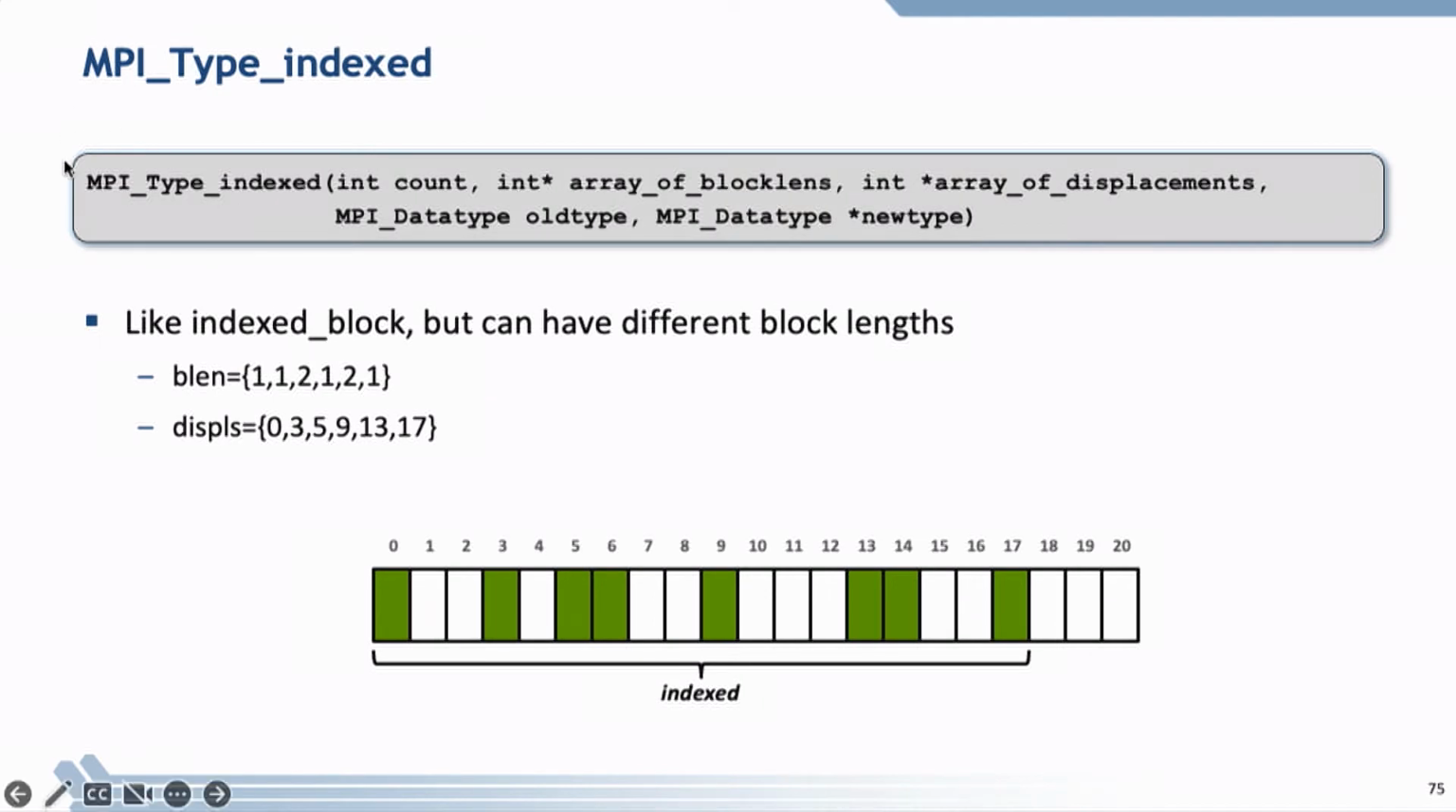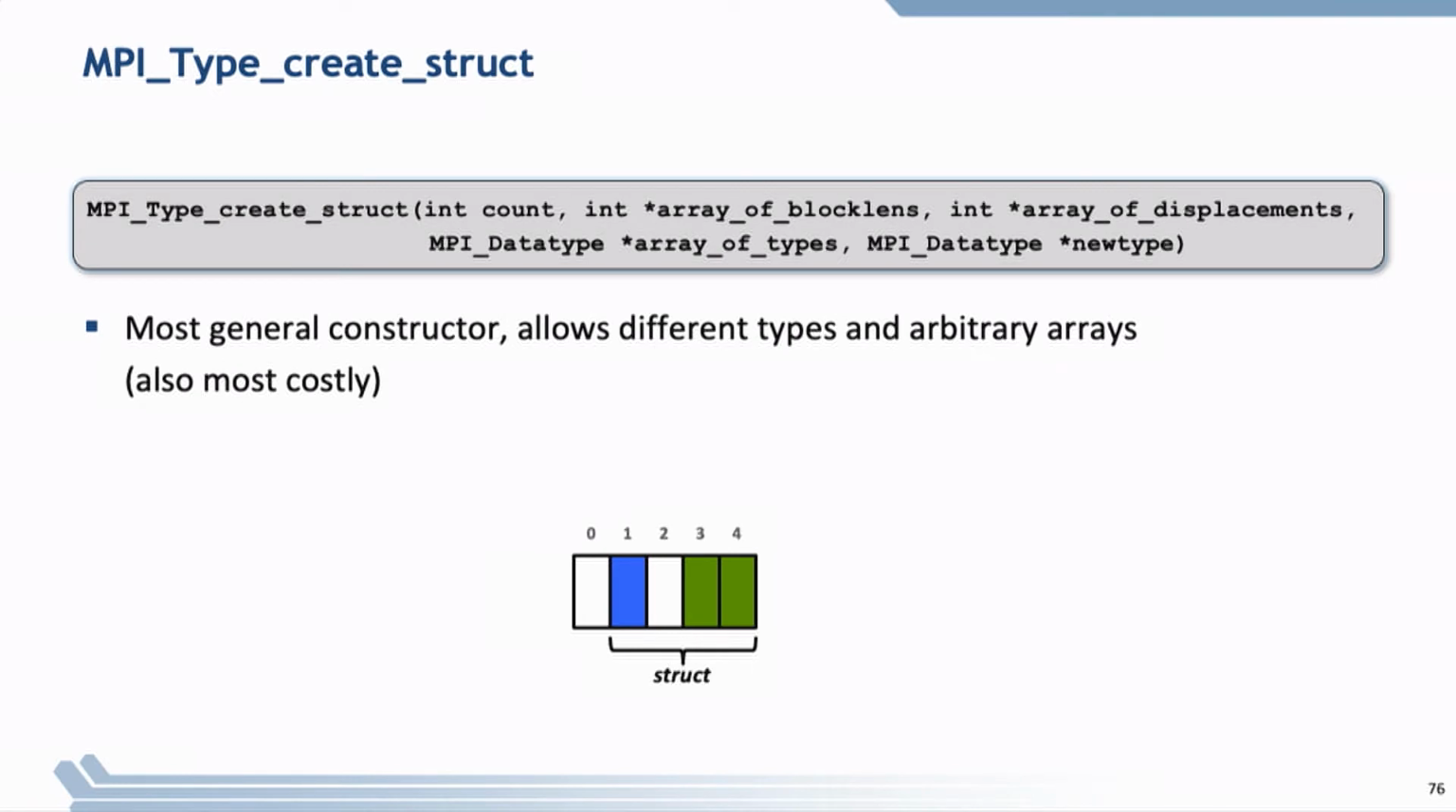So now we're defining an array of block lengths in addition to an array of displacements. So again, we're getting more and more complex here. We're giving more and more information to MPI. In general, that means MPI has to do more work and may or may not be able to optimize because, again, we're getting more and more irregular here, and less regular things are harder to optimize for the library. And then struct: now we have an array of block lengths, an array of displacements, and an array of data types. So instead of a single old type, now we have an array of old types. And again, this is the most general constructor and the most costly from an implementation perspective.